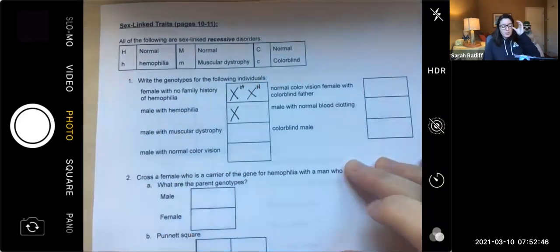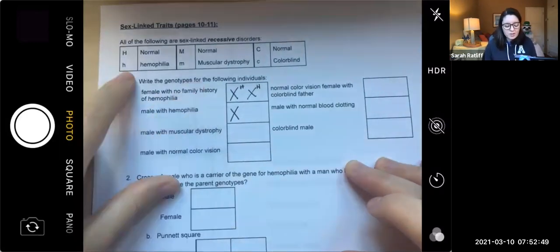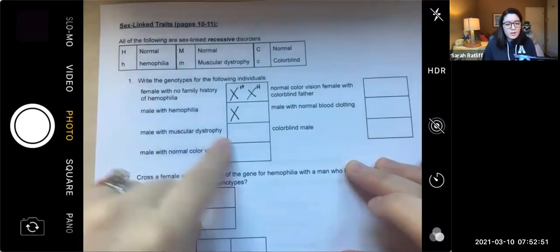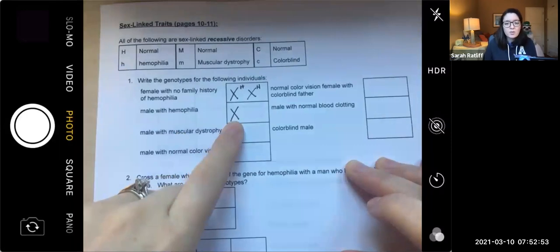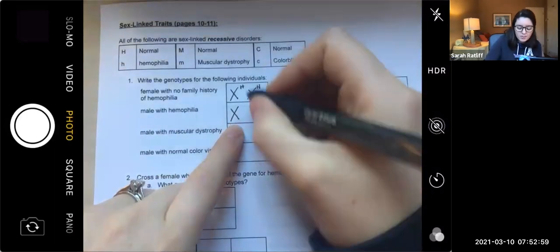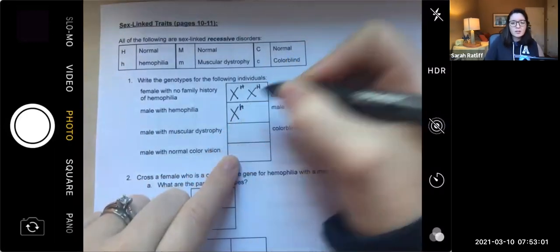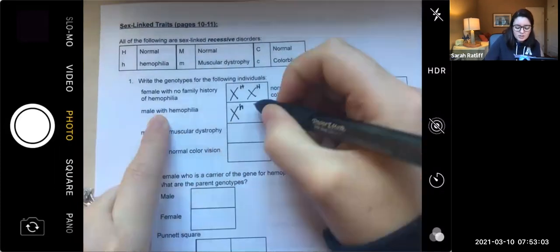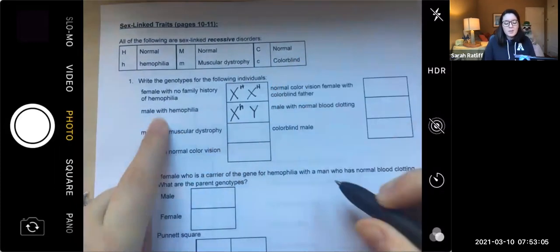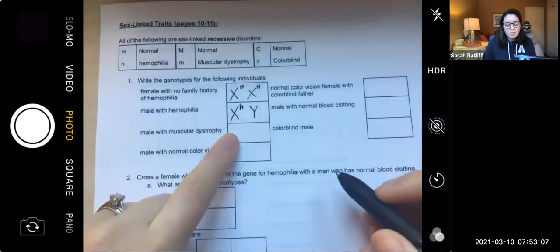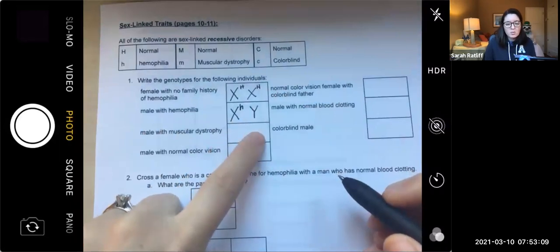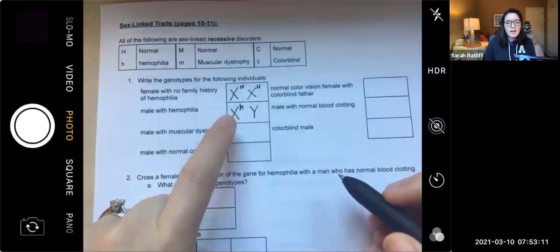All right, so our male with hemophilia, that means he's going to have a little h. Why? He only has 1 X chromosome, and that 1 X chromosome has to have that hemophilia allele on it. So at the top, we're going to make a little h there. And since it's a male, we're just going to stick in our Y chromosome. Because it is an X-linked trait, it's not going to be found on that Y. It's only found on the X.